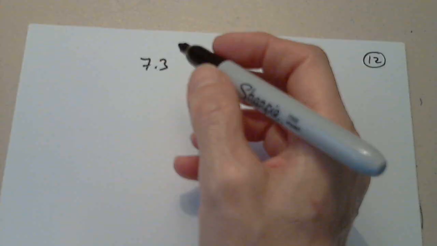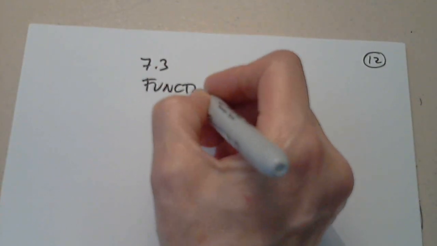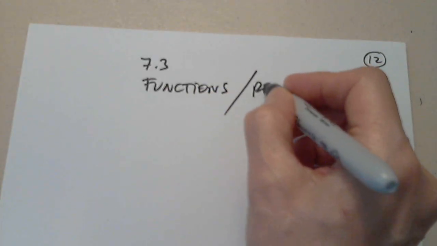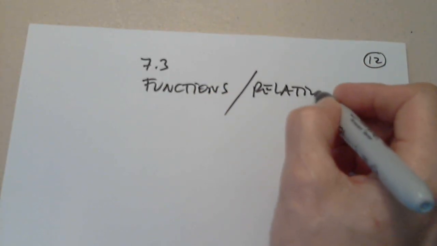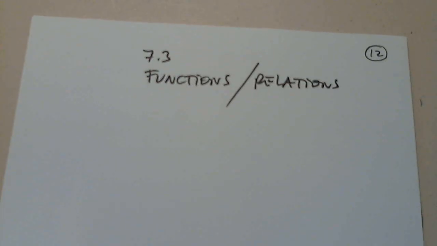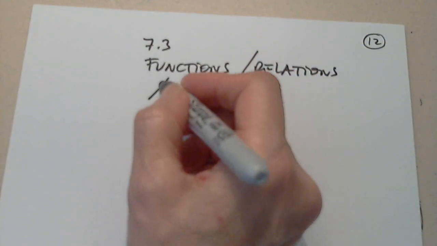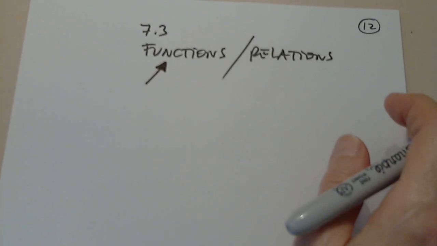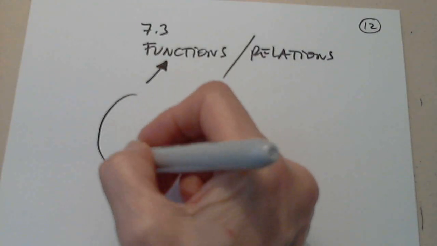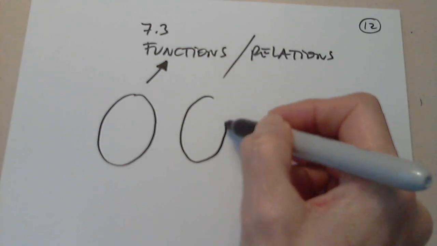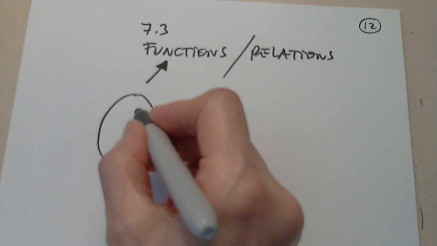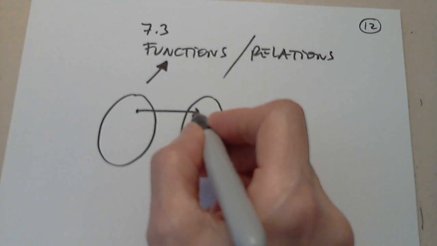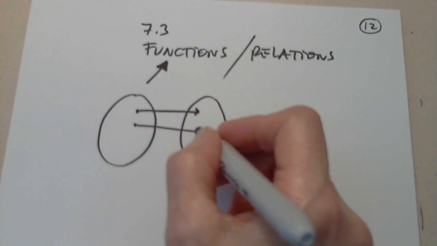Okay. So in Mod 7, we are in 7.3 now. We have to talk about functions, relations. They're not the same. Okay. So let's start with a function. What a function represents. A function is a mechanism that connects a value from one set to a value from another set.